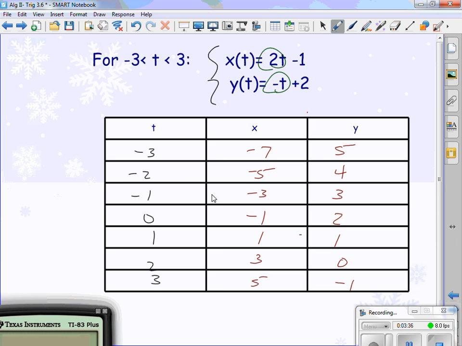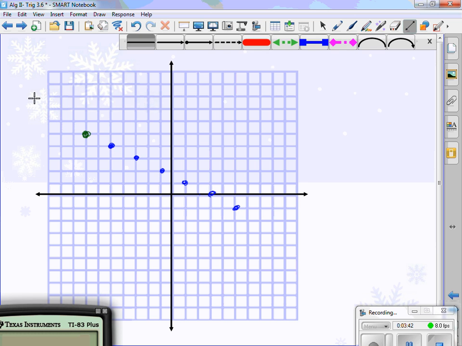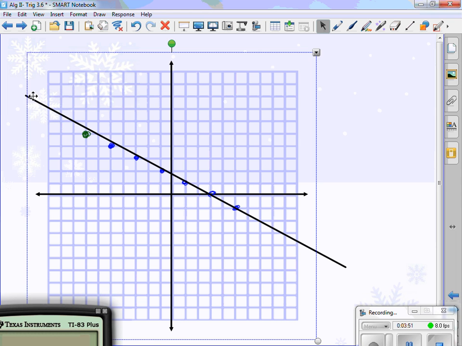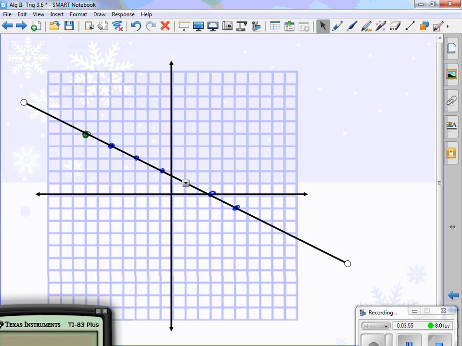Then 3, 0, and then 5, -1. It makes a straight line. Correct? Now, my line's a little bit crooked. There, that looks almost better. We want to find the equation of this line, the line that passes through here.